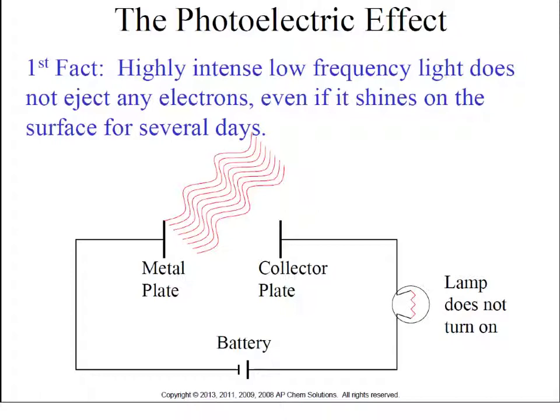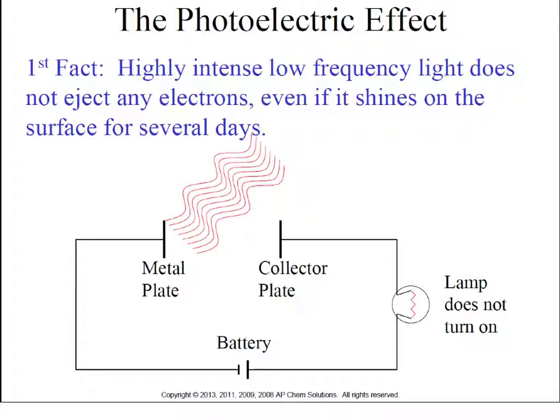What they found was when they took a low-frequency light, like a red-colored light, okay, that has a low frequency, it did not eject any electrons, even if you shine it on there for several days, and even if you used a highly intense one. So that means not just taking a red light, but taking a really bright red light with tons of intensity flowing off of it and hitting it on that metal plate. It still would not eject any electrons.